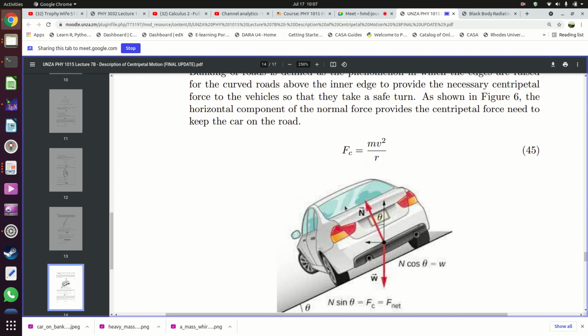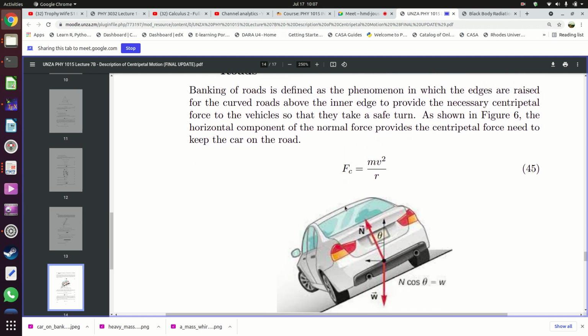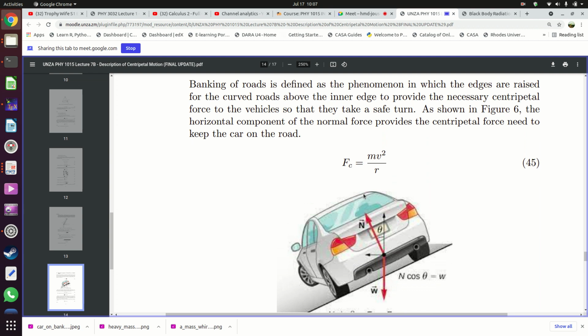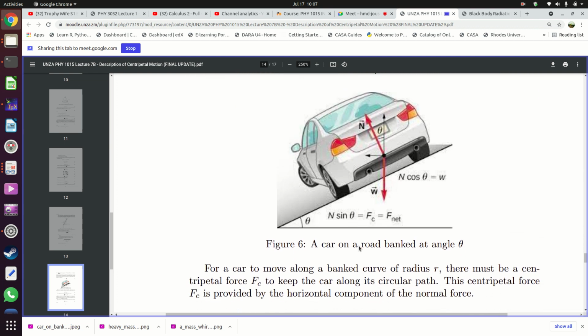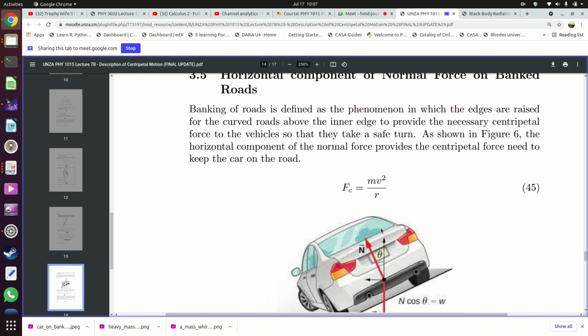I don't know if this is clear. Is it clear on your end? That this normal force has two components. It has this component, which is providing the centripetal force. It also has this up component here, which is pushing the car up so that the car doesn't sink into the rod.